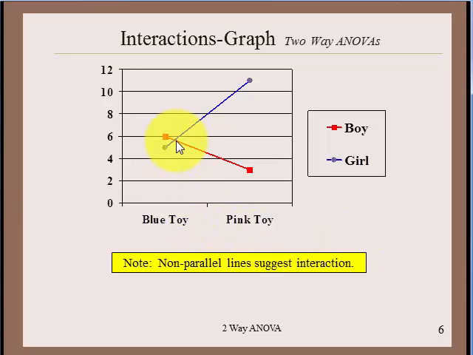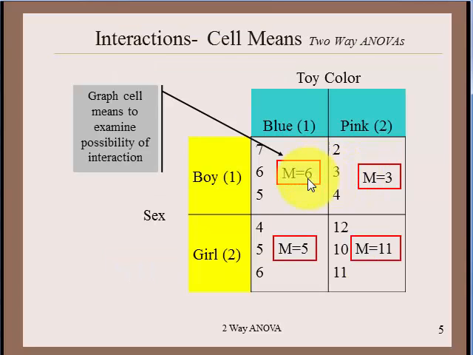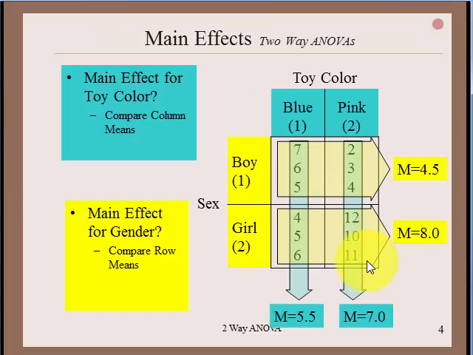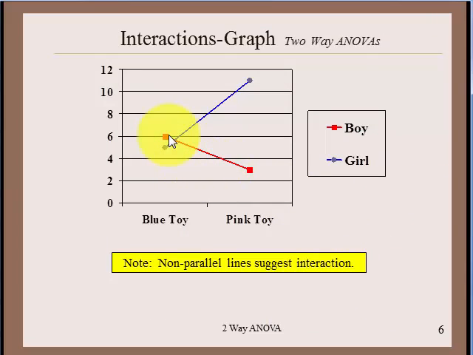So one way to graph it would be like this, is to put one independent variable on the x-axis, and that's color. So you can see blue toy and pink toy. And then you can see the boy and the girl, the gender is represented by different lines. So let's look at girl to start with. If I go back, you see I have a girl sample mean of 5 for blue toys and 11 for pink toys. So I plot that. So a 5 for blue toys and an 11 for pink toys. Then I connect those dots, that's girl.